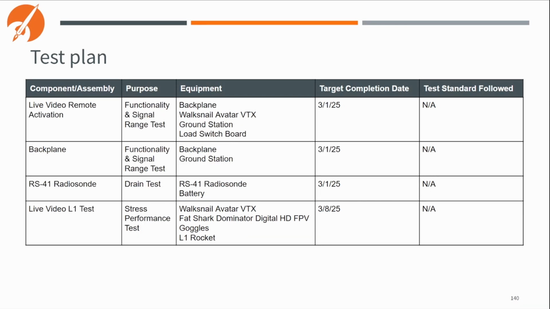The second test is an L1 stress test for the VTX system. We are going to put a VTX in a similar system into an L1 rocket and launch it at IREC on March 8th, I believe, to see how the VTX holds up under those conditions, to give us a gauge of how well it will perform at IREC. While it is an L1 as opposed to an L3, it should hopefully simulate similar forces to what it will experience in Texas.